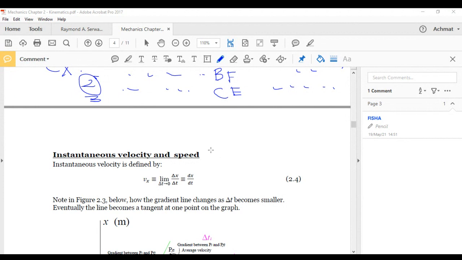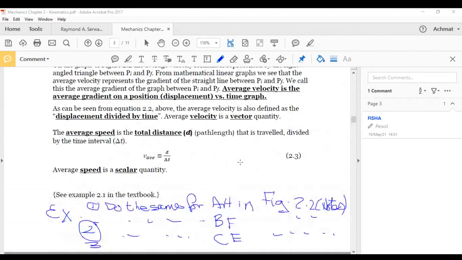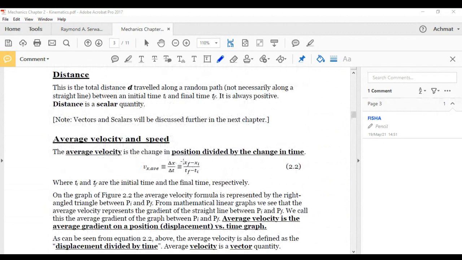Now, just to go back a bit quickly, we spoke about average speed. That's your average speed, distance over time. And average velocity will be your displacement over time. Okay, now what is instantaneous velocity?